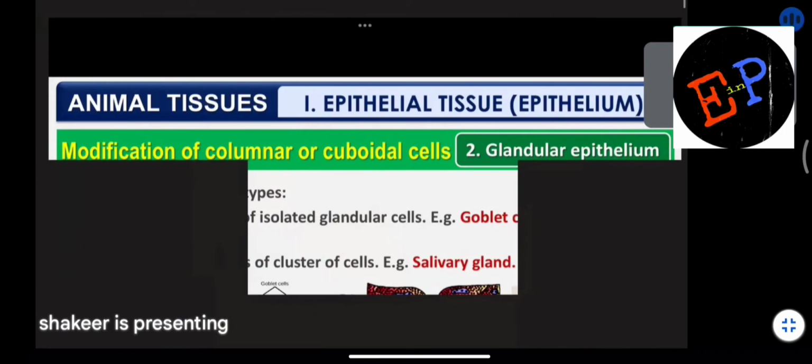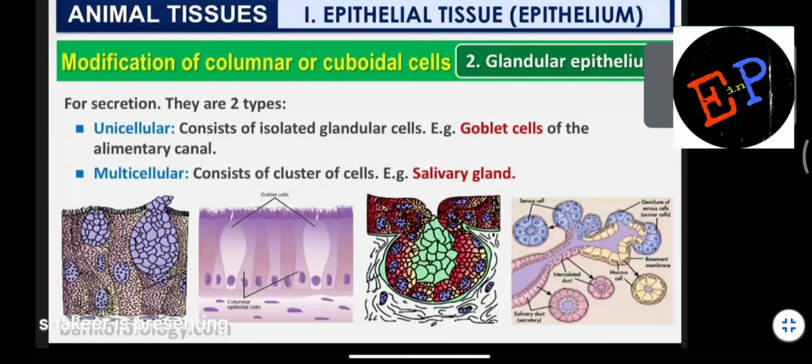That's it. The next kind of modified epithelium is called glandular epithelium. What is meant by glandular epithelium? It is again divided into two types and is responsible for secretion. All the glands, what do they do? They secrete only, no? They secrete different body fluids and they secrete hormones. Clear, no? Unicellular means isolated glandular cells are present, and the example is goblet cells of the alimentary canal.